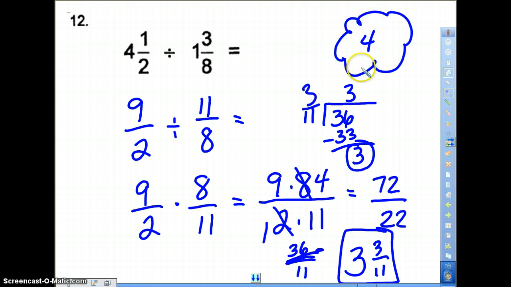Yeah, it's pretty close. I knew it was going to be somewhere in there between 2 and 5. So I like my answer. I think it's good.